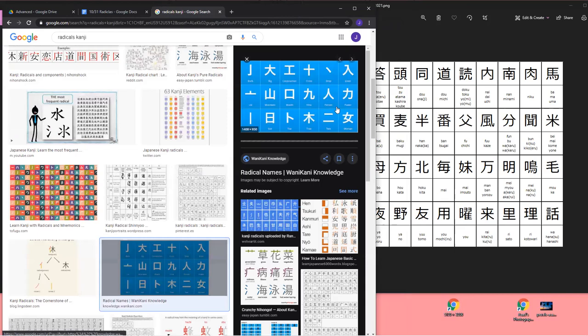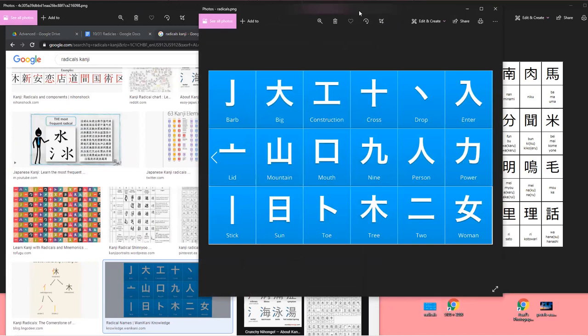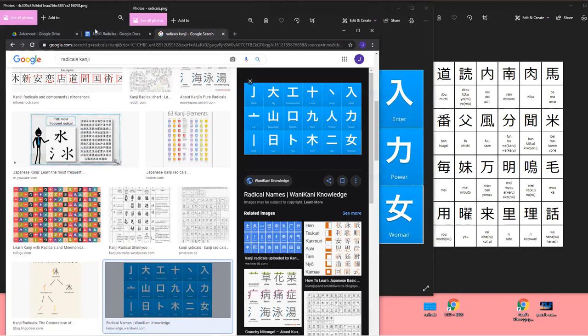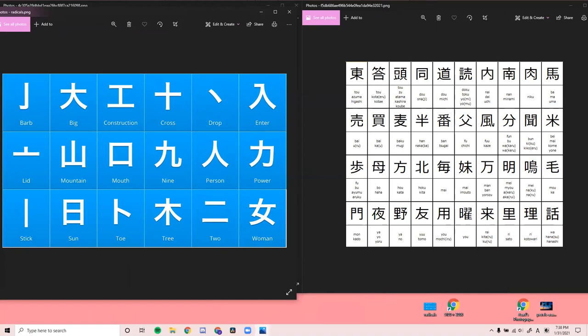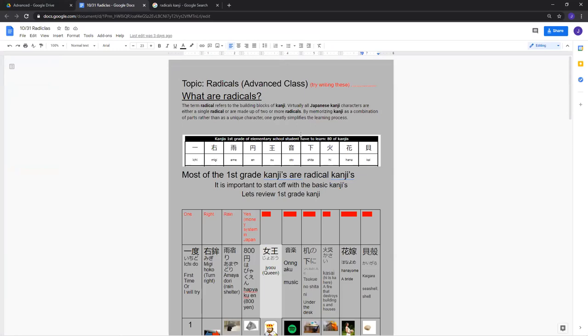Hopefully it loads. Okay, as you can see on this chart, comparing these to this, you can tell that some of these radicals are in these kanji. Going back to the definition of radicals, the term radicals refers to the building block of kanji. Virtually all Japanese kanji characters are either a single radical or made up of two or more radicals. By memorizing the radicals, it helps out with memorizing the definition of kanji.